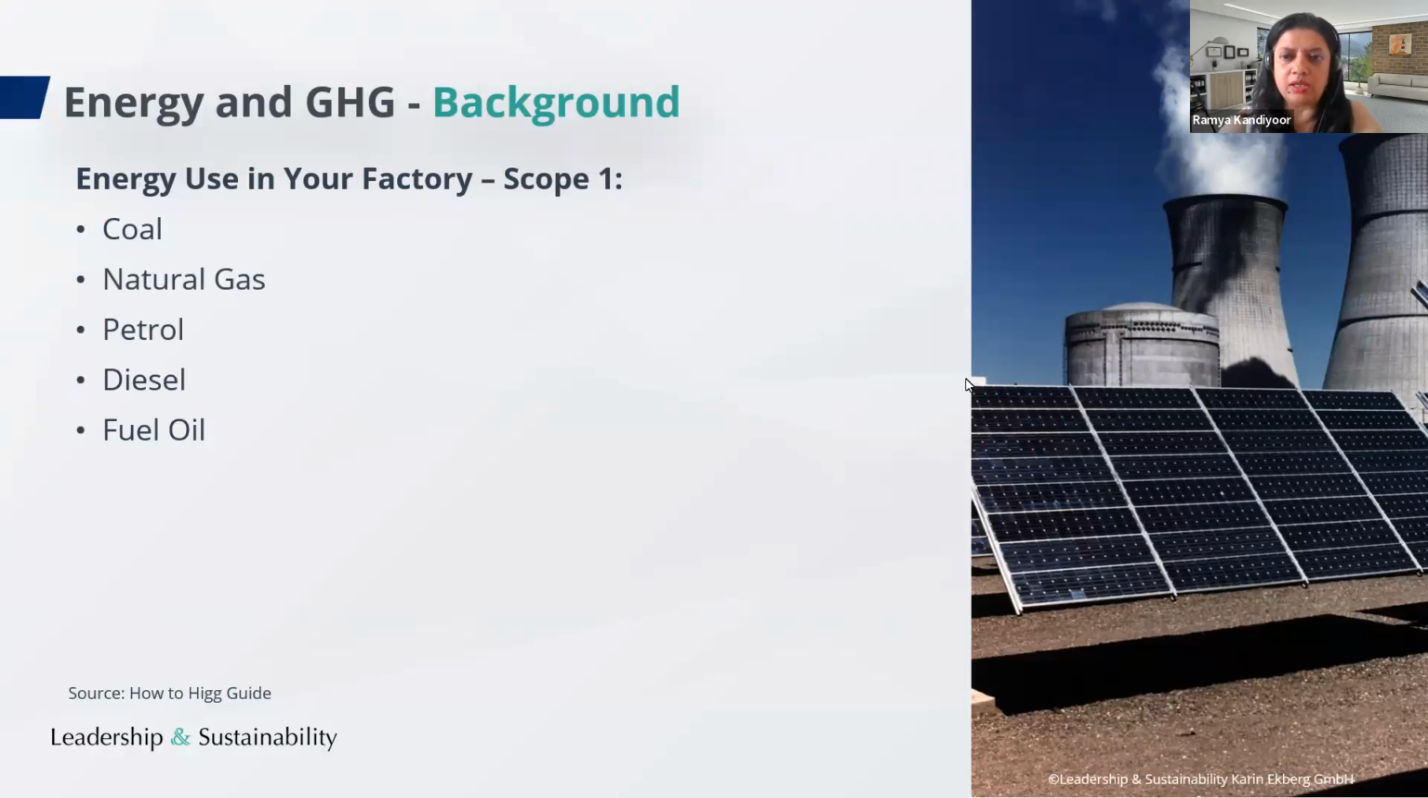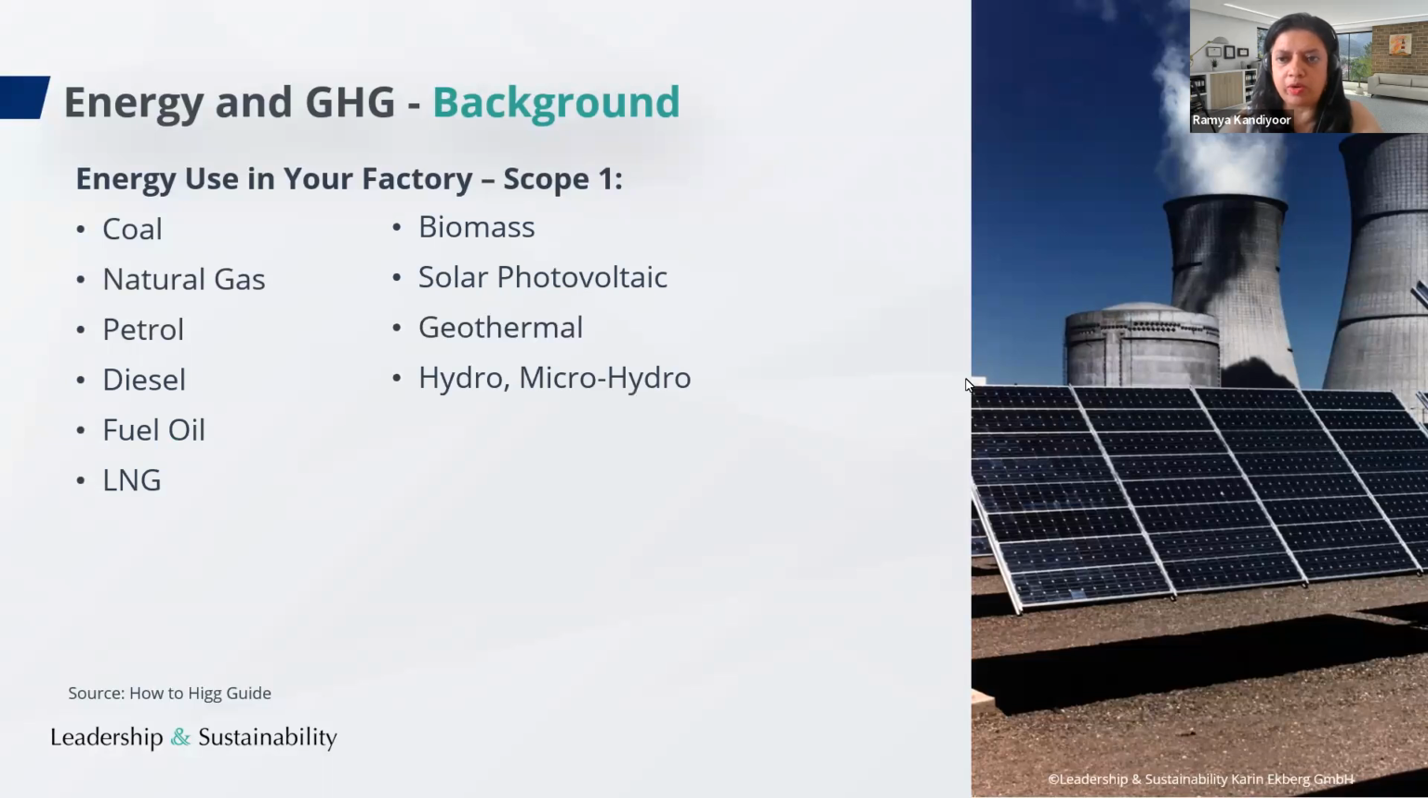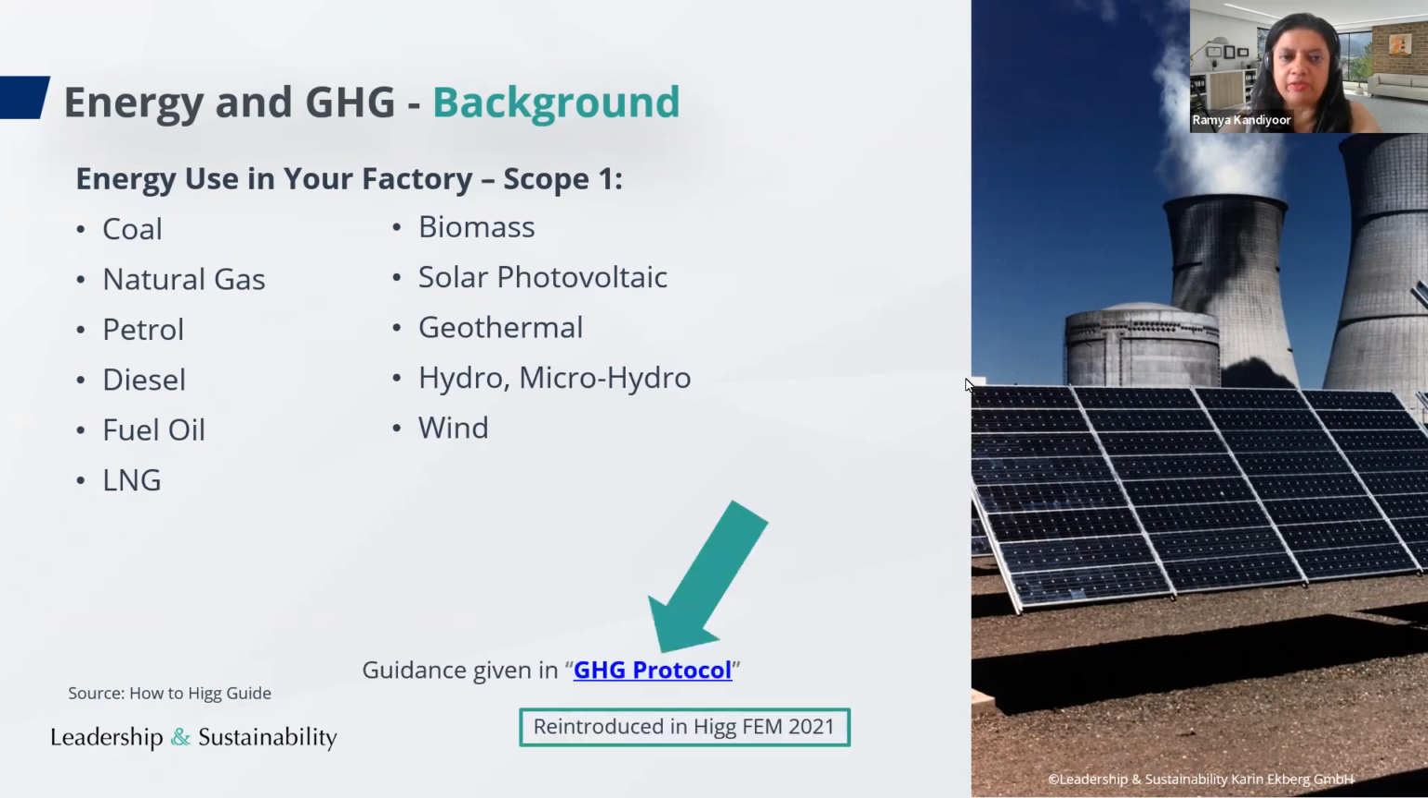And here you see an overview of the potential energy sources that are owned or controlled by the facility. All of these sources would require to be tracked. And here you have to make sure that you measure your energy sources accurately. And we have also provided here a link to the GHG protocol that gives you further guidance. And all of these are your scope 1 emissions.